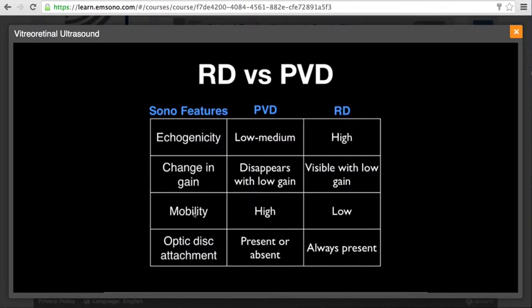From a mobility standpoint, you saw on the previous scan of the patient with the posterior vitreous detachment that while it was fixed posteriorly, there was more movement than what you saw with the retinal detachment. And lastly, optic disc attachment is present or absent in posterior vitreous detachments, but it's always present with retinal detachments.